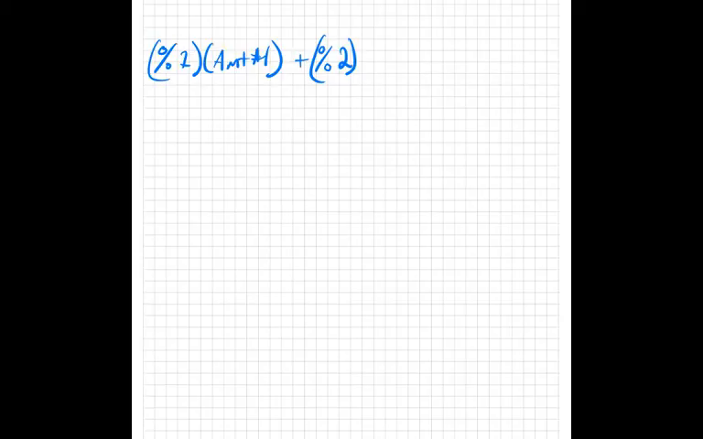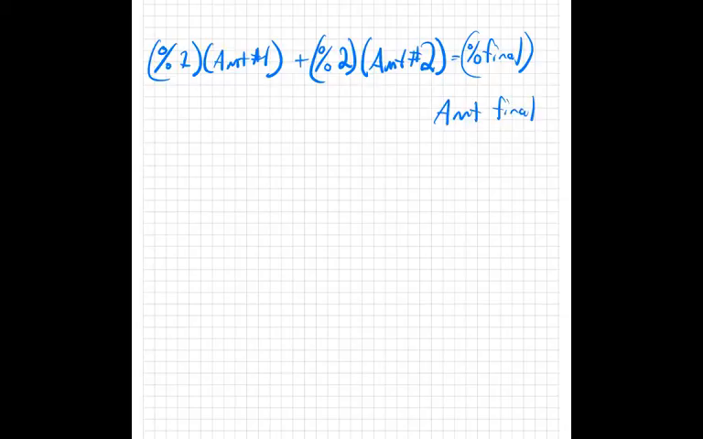Okay, sorry about that. So percent of substance number 2 times the amount of substance number 2 equals percent final times amount final. Give me just a moment to get this on one line because I ran out of space.